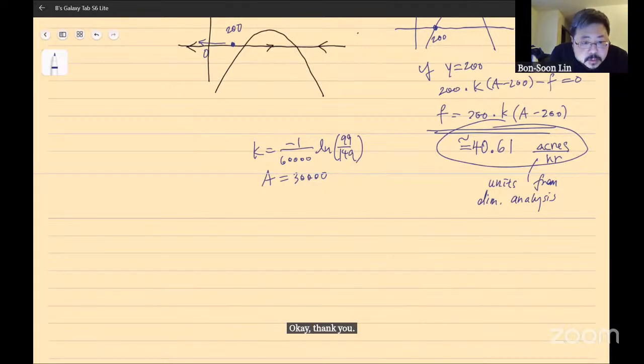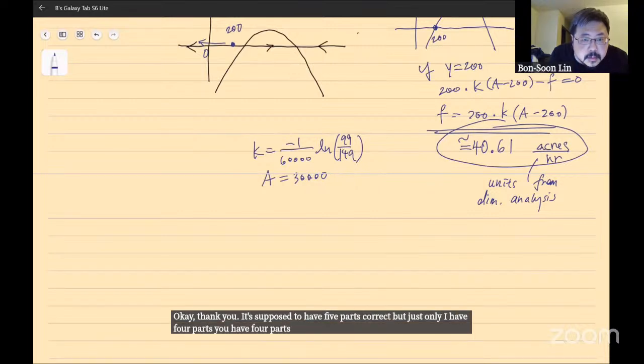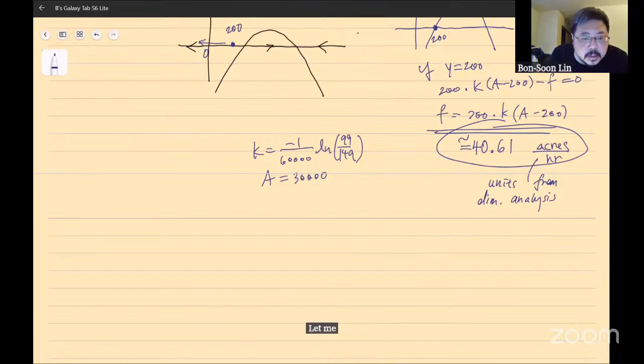It's supposed to have 5 parts, correct, but I only have 4 parts. It's a multiple-parts problem. Okay, let me share my screen.